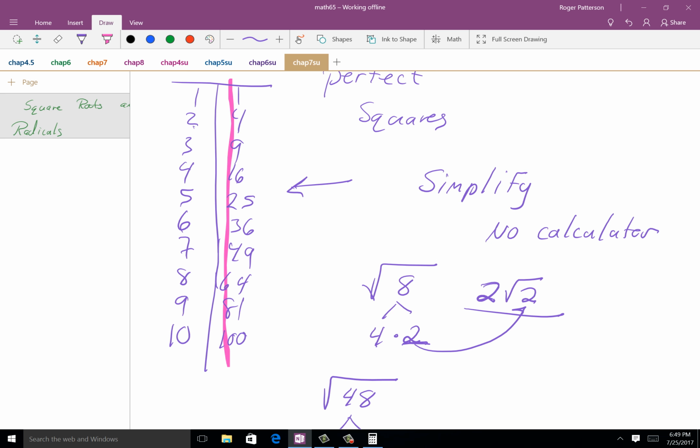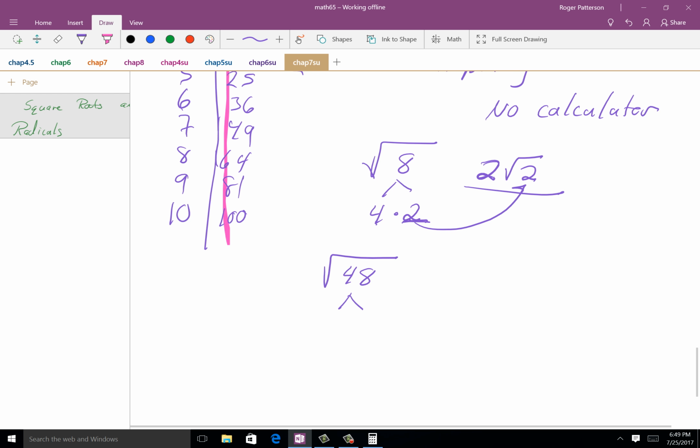Now remember, you're going down this column. So 4 goes in there. What else? Does 9 go in there? Does 16 go in there? 16 goes in there. Once you get to a certain number, it's not going to work no matter what you do. So 25 isn't going to work, and 36 is way too big. How many times does 16 go in there? 3.